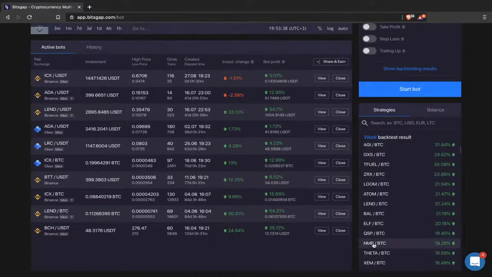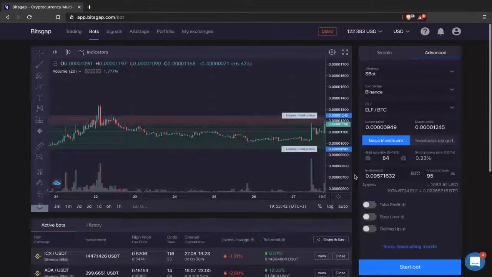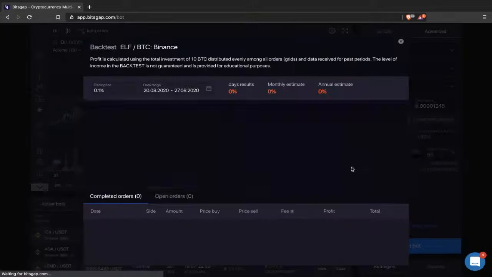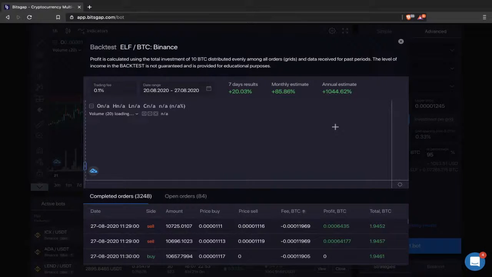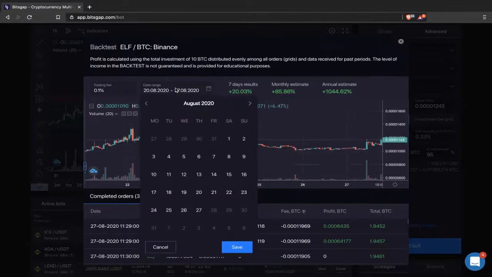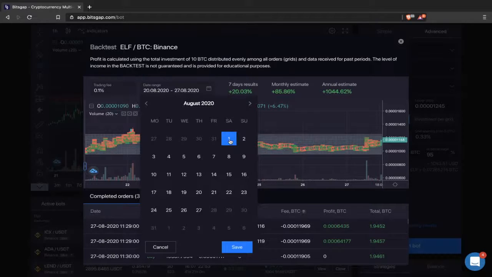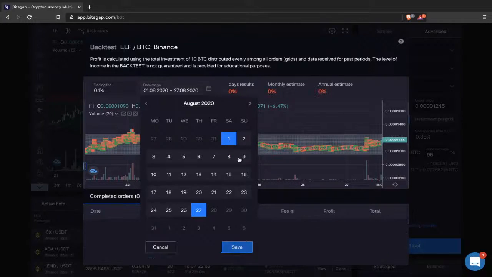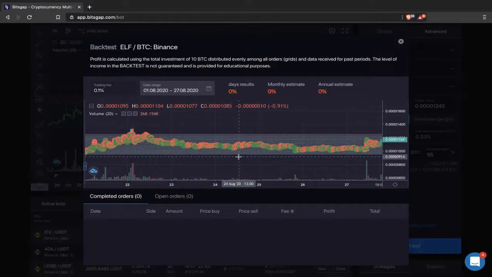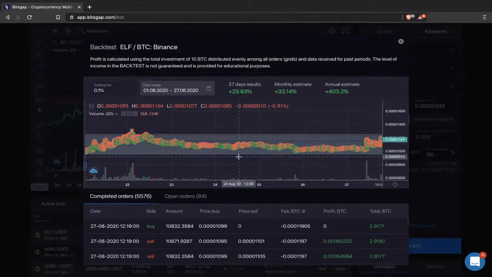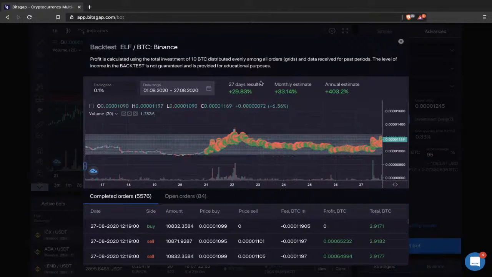So let's say now I'm interested in ELF trading to Bitcoin. I click on show backtesting results. I'm gonna select the 1st of August, same as we did for the AGI. And what was the return in this case? And you see the return in bot profit was only 30%.